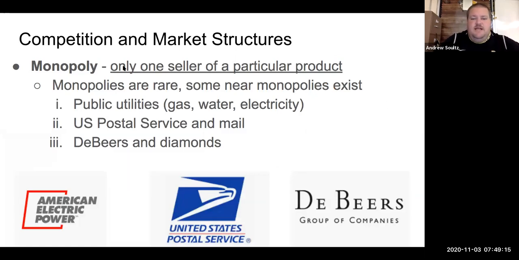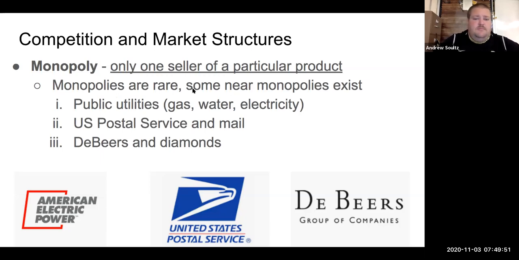And then the last one is a monopoly. A monopoly, there's only one seller of a particular product. And so in this case, the product is unique because there's only one seller of it. And so that's the thing that kind of sets a monopoly apart, is there's just one seller, their product is very unique. Now monopolies have the least amount of competition. And so monopolies are rare because competition is a good thing. Competition drives innovation. Competition drives us to make better products and new products. And if there's no competition, we don't have that drive, that motive anymore.